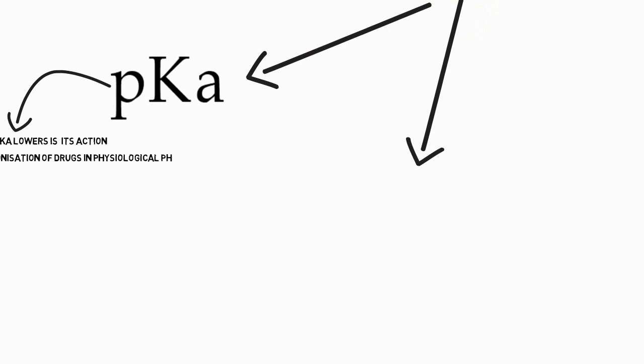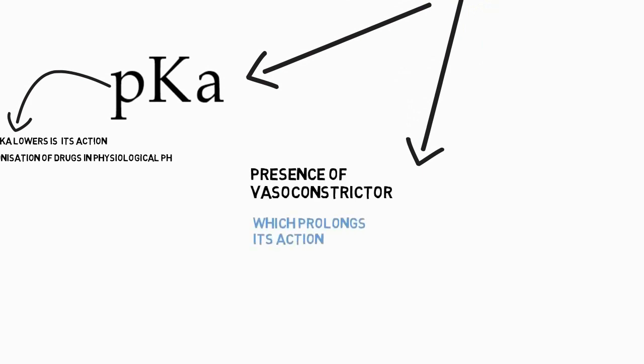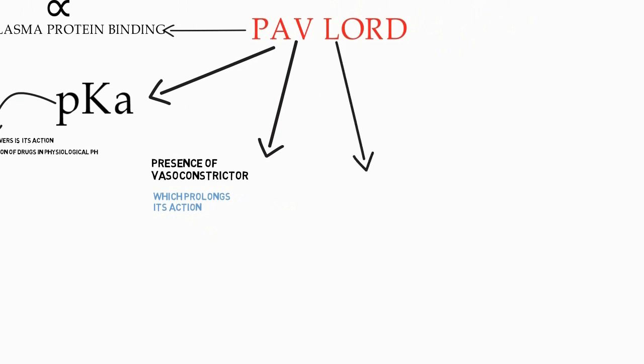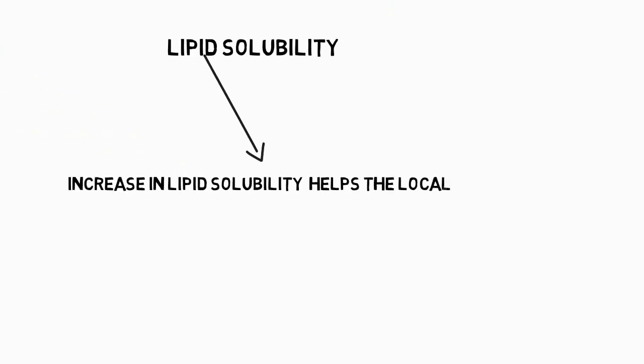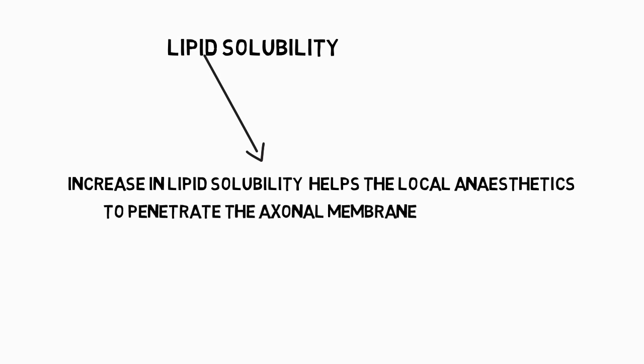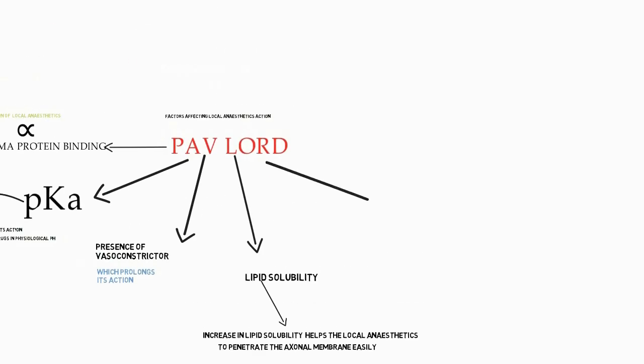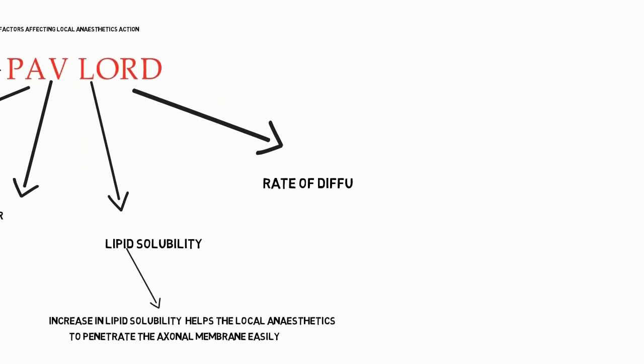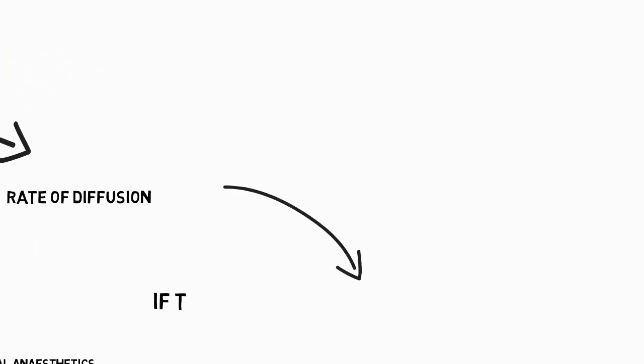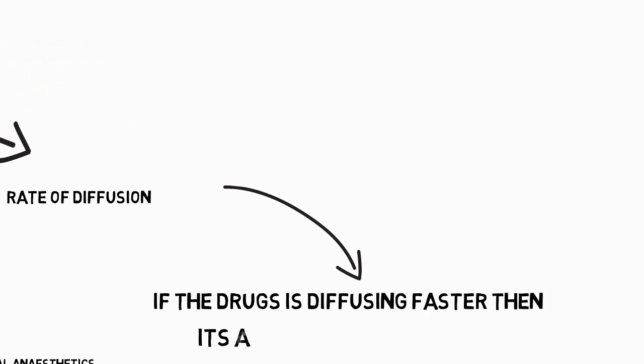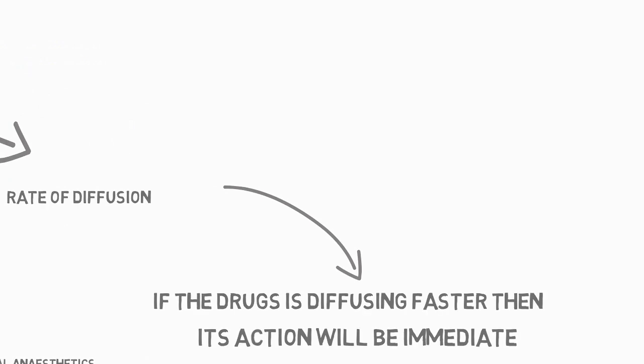V for presence of vasoconstriction, which prolongs its action. L for lipid solubility. An increase in lipid solubility is directly proportional to the action of local anesthetics. Increased lipid solubility helps the local anesthetic to penetrate the axonal membrane easily. R for rate of diffusion. If the local anesthetic is diffusing faster, then its action will be immediate.